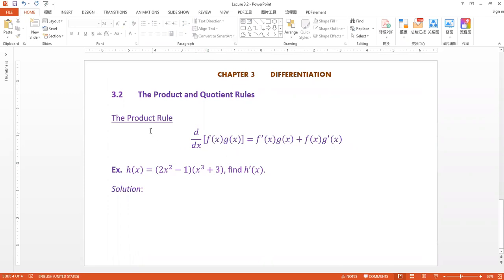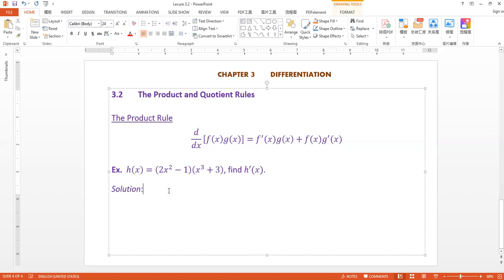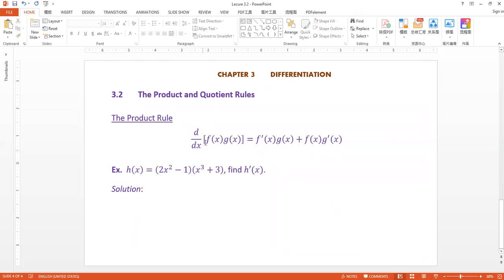We can use the product rule to find the derivative because the function h is written as a product of two functions. Okay, it's easy to see. Then we just use the formula for the derivative of f times g, which equals the derivative of f times g plus f times the derivative of g.